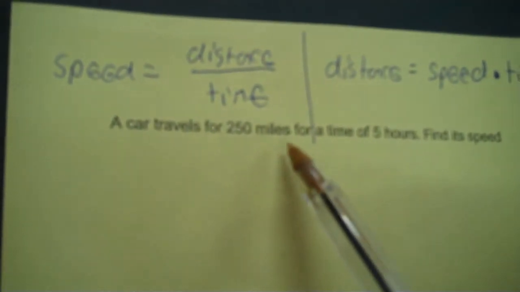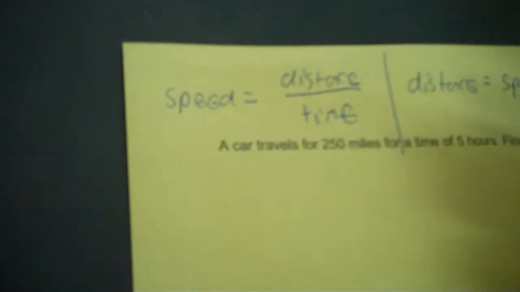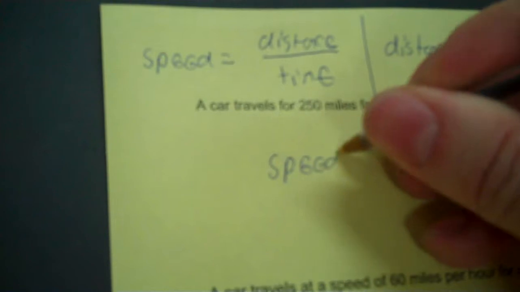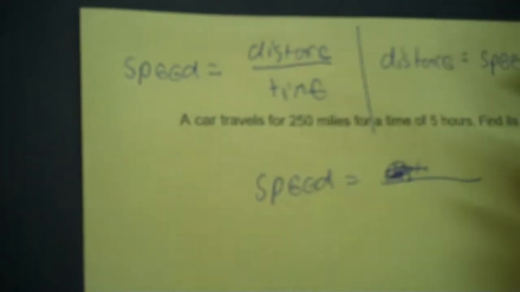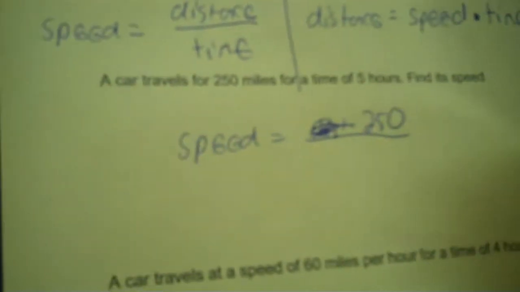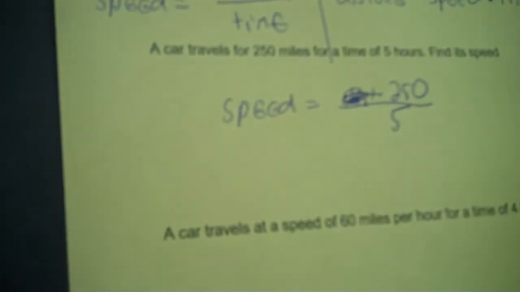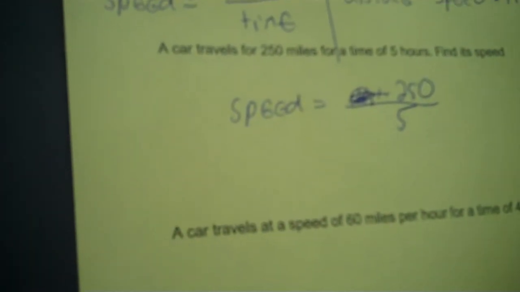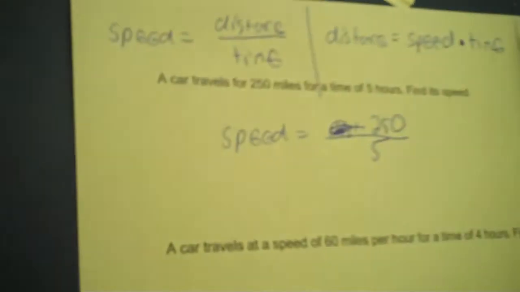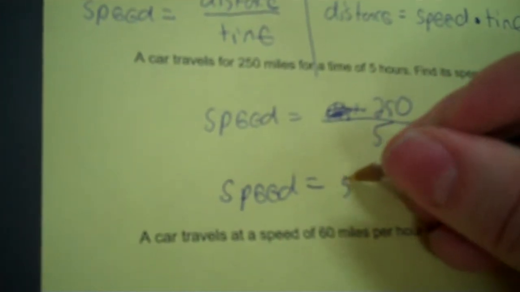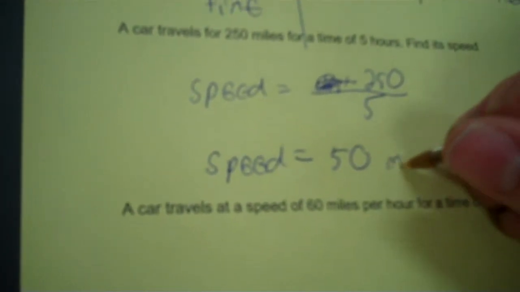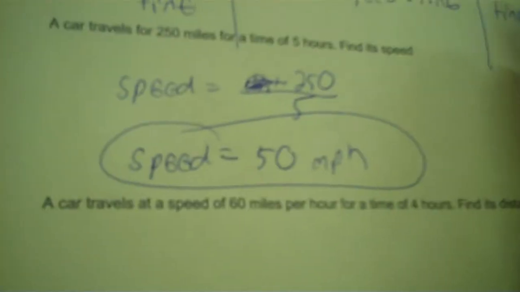So it says a car travels 250 miles for a time of 5 hours, find its speed. Okay, so I'm using speed equals distance divided by time because I have to find the speed. So the distance is 250 miles, the time is 5 hours. So we divide 250 by 5, which is 50. When you're finding speed, you label it mph, miles per hour.